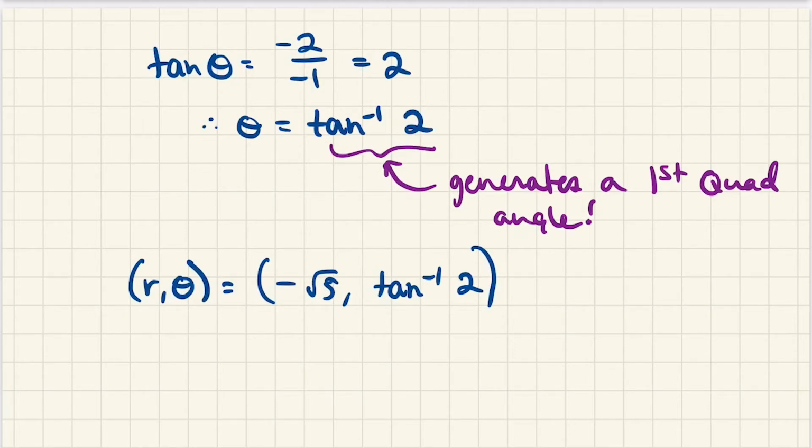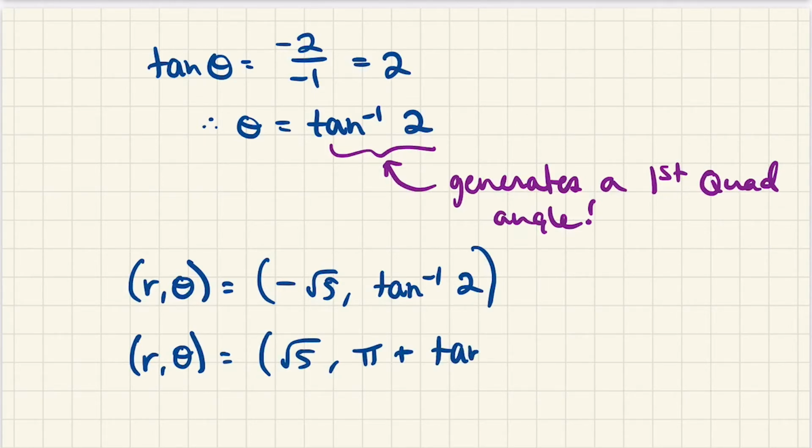Alternatively, if we do insist on keeping that positive root 5, then we'd have to go with the angle that's exactly opposite to inverse tangent of 2, so the third quadrant equivalent to it, and we'd be adding pi. So we just go like pi plus inverse tangent of 2. Now you could subtract pi from it and do just as well.